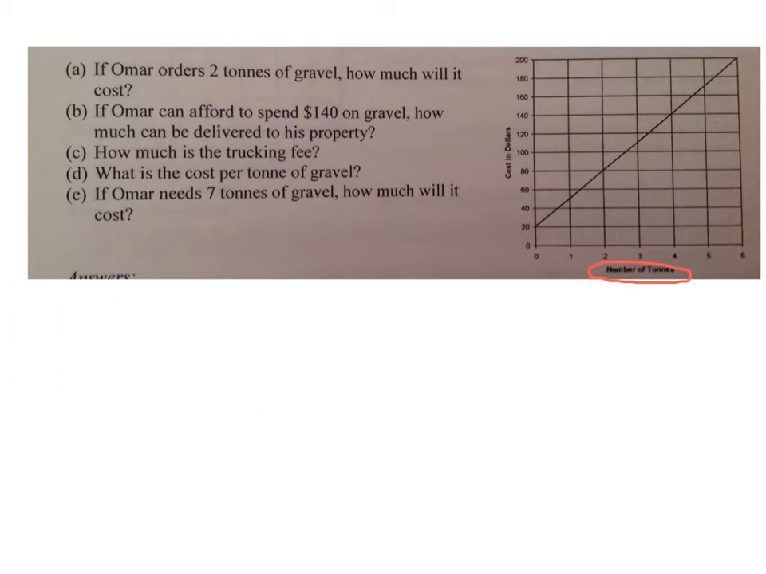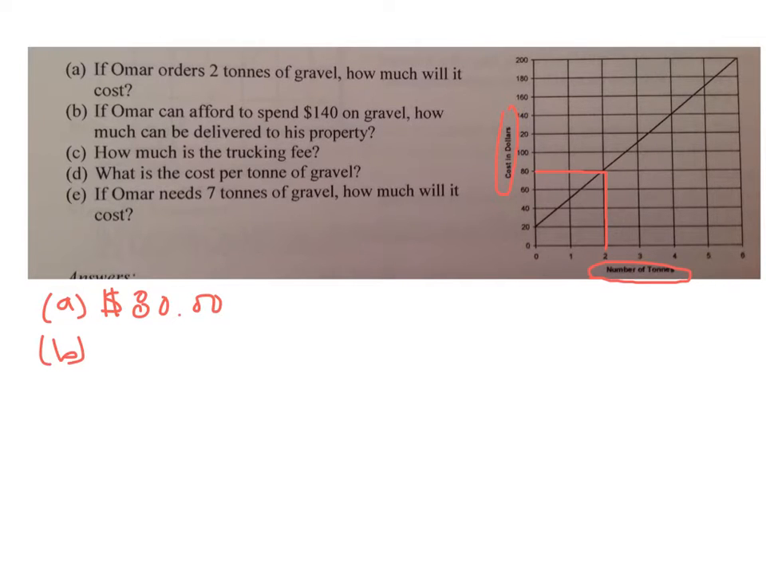The number of tons of gravel that you can order is found on the bottom, or the horizontal axis of the graph, and how much the cost of the gravel is found on the vertical axis of the graph. So if Omar orders 2 tons of gravel, how much will it cost him? Well, the number of tons of gravel is along the horizontal axis. Here's the 2. If I follow the 2 up to where it meets the graph, the cost is going to be $80. So for 2 tons of gravel, it will cost Omar $80.